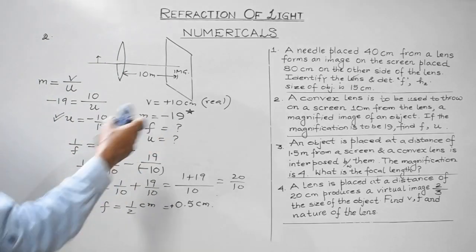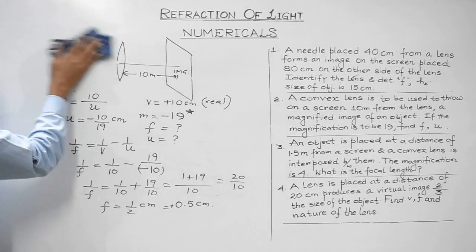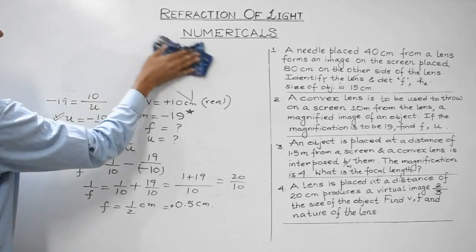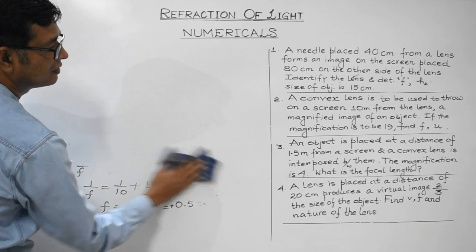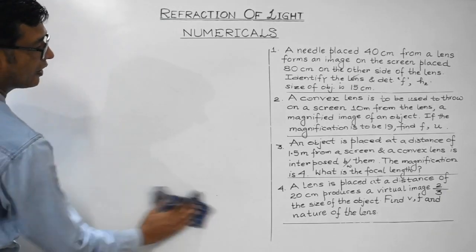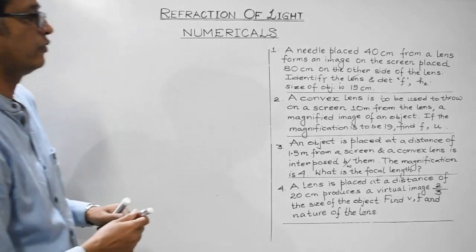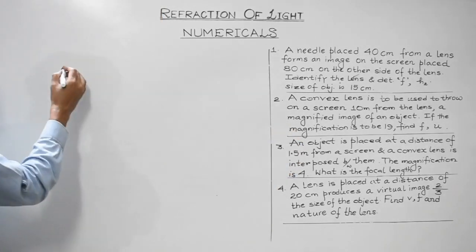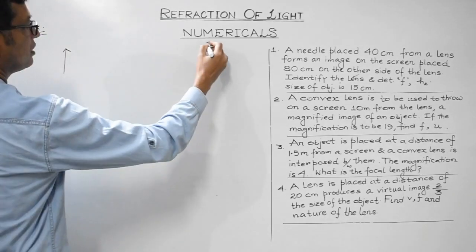Okay. Let's proceed with the third question. Third question is, students, an object is placed at a distance of 1.5 meter from a screen and a convex lens is interposed between them. Okay, this is the object, suppose. We are discussing third question. And this is the screen, suppose.